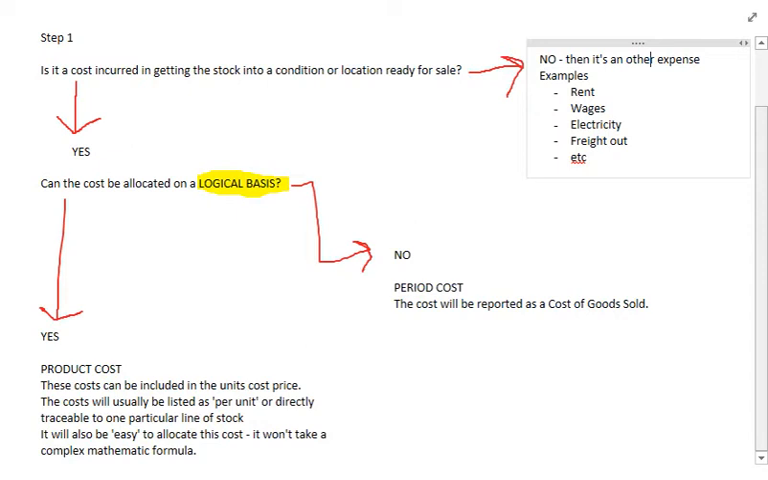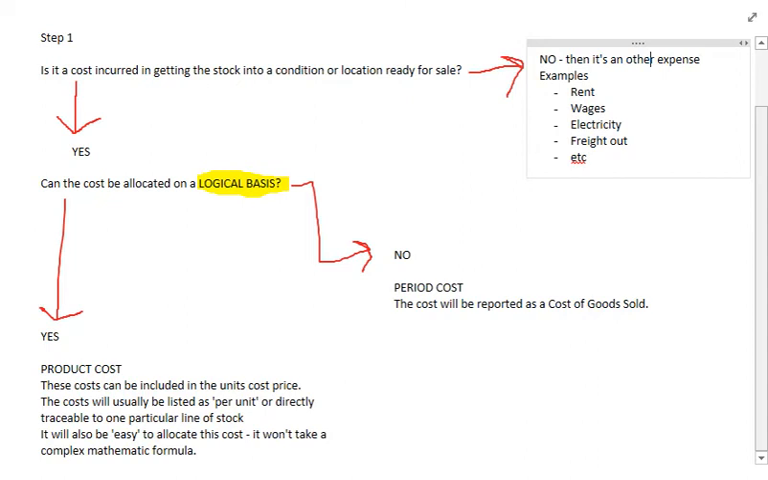If no, it's a period cost, and this cost will be reported as a cost of goods sold in the income statement. This means that the full expense will be incurred during that reporting period. If there's no logical basis, it could be due to the fact that, for example, if it was freight in, it was on one delivery and there were many different kinds of stock that all had different cost prices. So there's no easy way to directly link or directly trace the proportion of the total cost back to each individual unit.